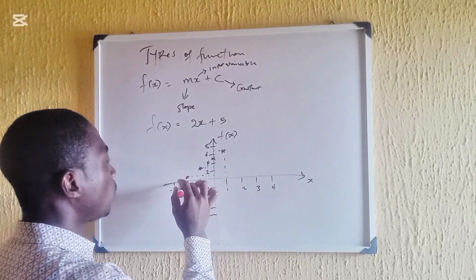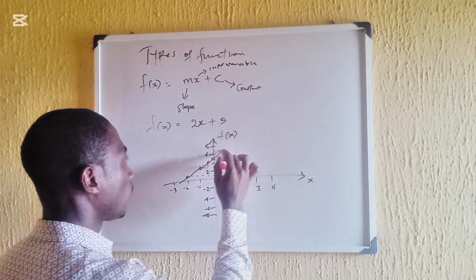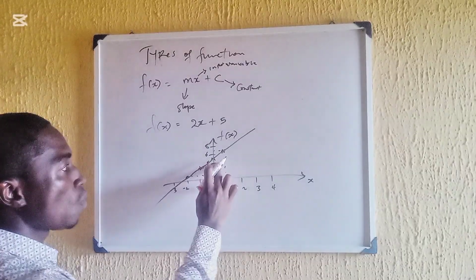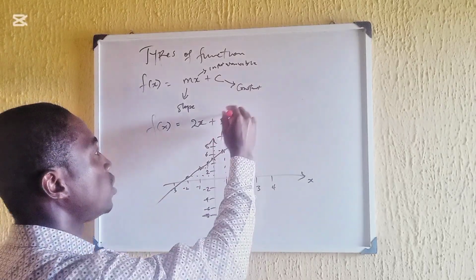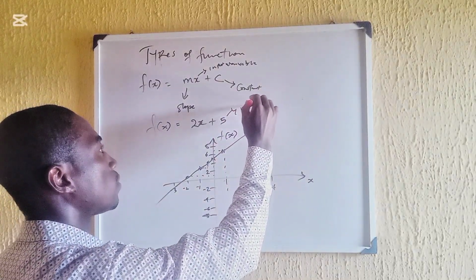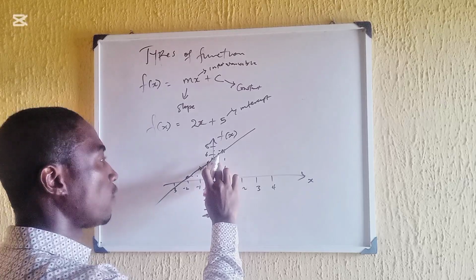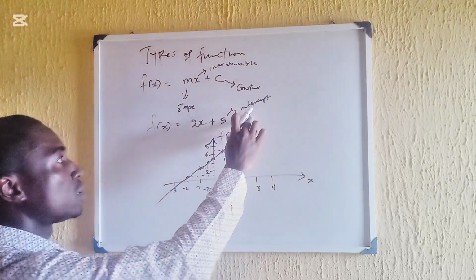So when we connect all the points, we'll be having a straight line that cuts the y-axis at 5, which is the intercept. It cuts the y-axis at 5, and that gives us the intercept.